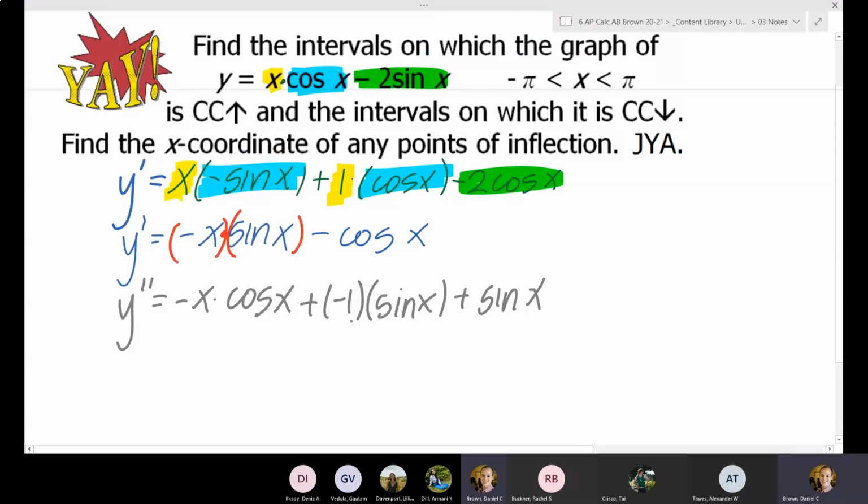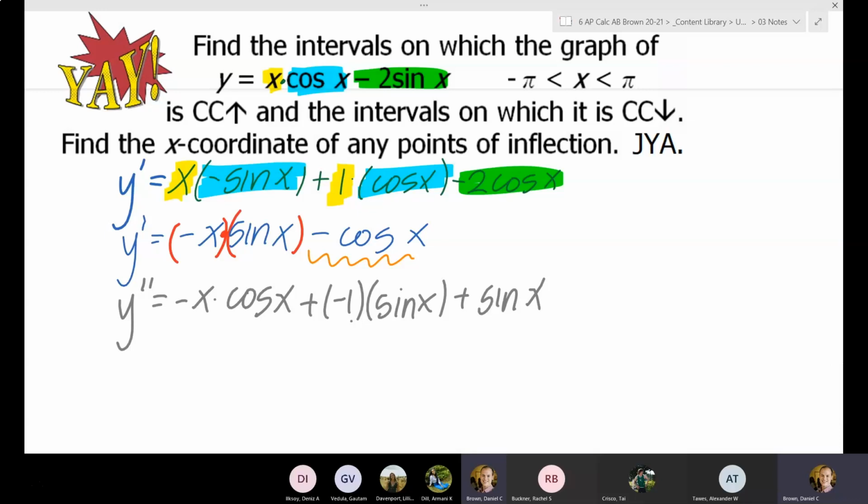So there's my second derivative. That first term in the first derivative I can think of as negative x times sine of x. So I did the product rule. The derivative of sine is positive cosine, so I have negative x times cosine plus negative 1 times sine of x. And then for this term at the end, minus cosine, the derivative of cosine is negative sine, so that double negative is where that plus sign is coming from.